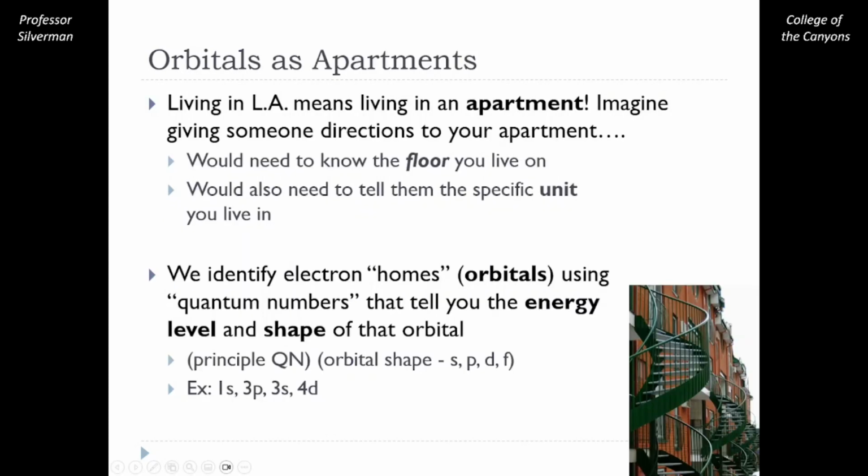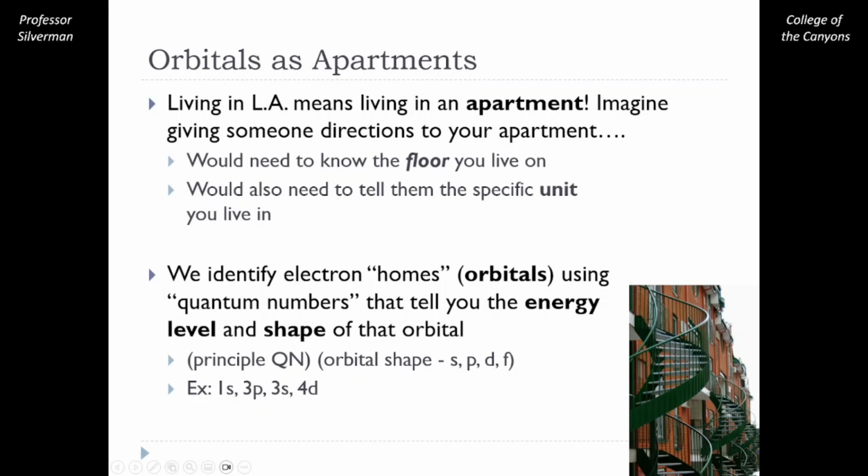If our electrons live in these orbitals, well, we can try to classify them just like we can classify apartments. If you're trying to give directions to an apartment, you need to know not just the building, but you need to know the floor and you need to know the unit on that floor. We can do the same thing with our electrons. We need to know what energy level they're on. That would be like the floor. We also need to know what shape orbital they're in. This is like, well, what unit are they in? Are they in the corner apartment or not the corner apartment?